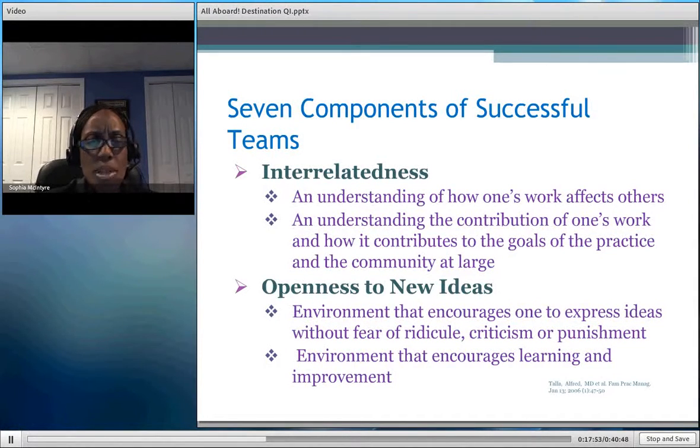Now, the next is openness to new ideas. This is crucial because if you're not open to new ideas, you may get stuck in a point where you're doing the same thing but expecting a different result. So you want to create an environment in which you encourage others to express ideas without fear of ridicule, criticism, or punishment. You want to create an environment that encourages learning and improvement. So it's important to have improved quality, but it's also important to have an openness to new ideas.